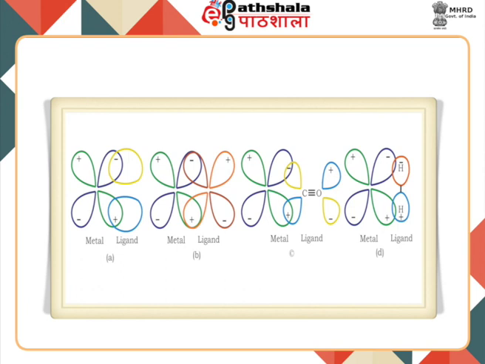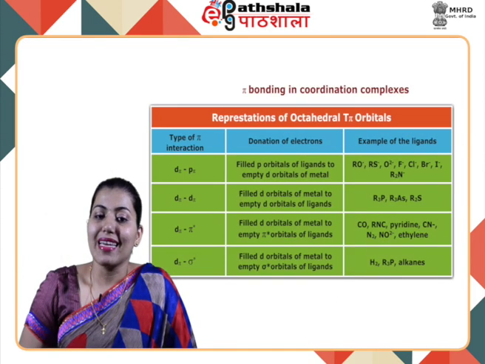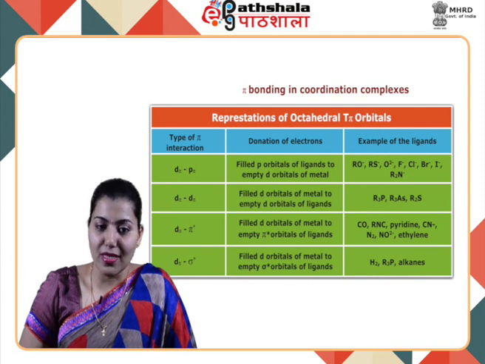This means a filled d orbital of the metal can donate electrons to an empty ligand orbital, or an empty d orbital located on the metal can receive the electrons from a filled orbital on the ligand. The various types of pi overlaps which are possible in metal-ligand bonding are depicted in figure 2. Table 2 shows the ligands capable of showing different types of pi interactions.